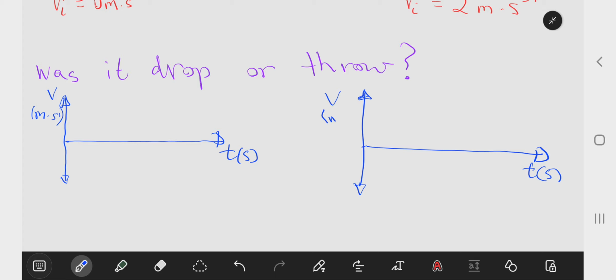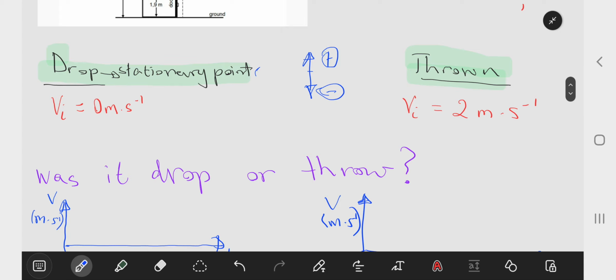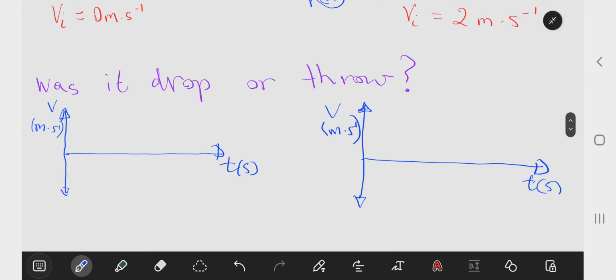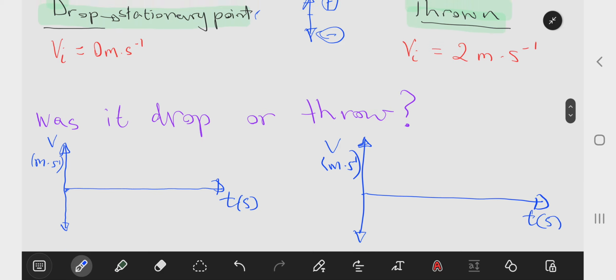Mind you, for this example, we're going to be using the system of axis whereby upward is positive. So let us look at an object which is dropped in terms of a graph. At this origin point, we have your time equals 0 and your velocity equals 0. On the top of the axis is the positive velocity, and below this 0 point is your negative velocity.